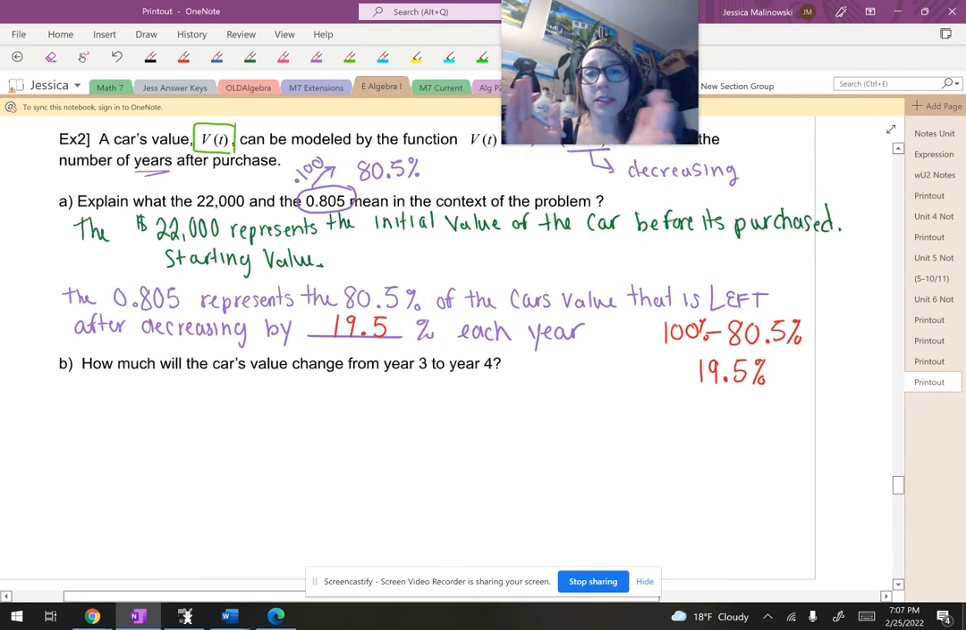Really, really important that you're taking the time to do that so you can get full credit on this problem. Otherwise, you're not going to get full credit.